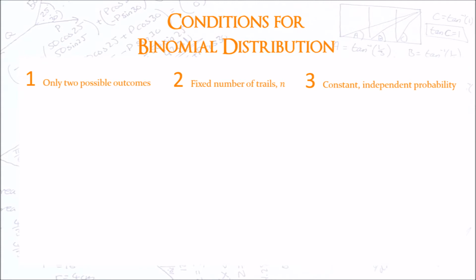The first of these is it has to have only two possible outcomes. This is quite often referred to as success and failure. The second one is it has to have a fixed number of trials. And the third one, it has to have a constant independent probability. Now let's have a look at a few examples of these to try and make sense of it.